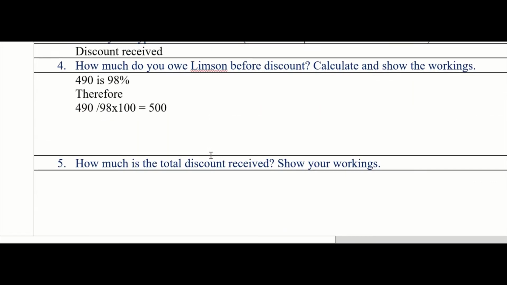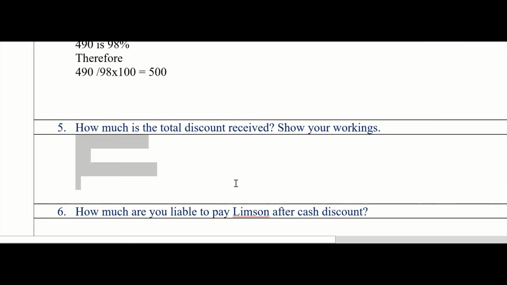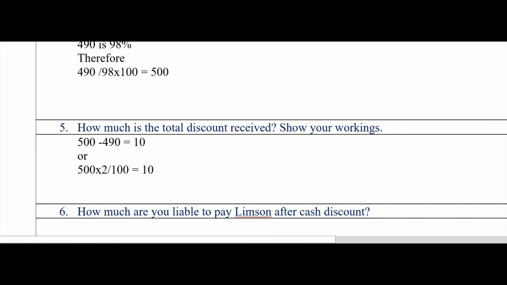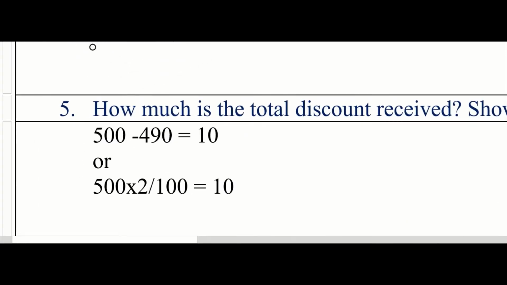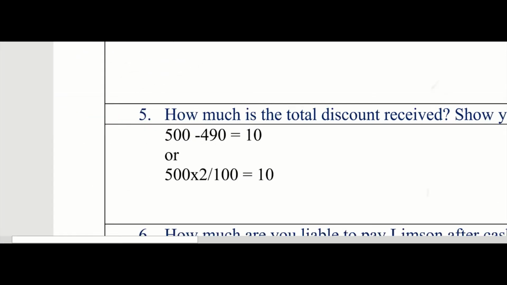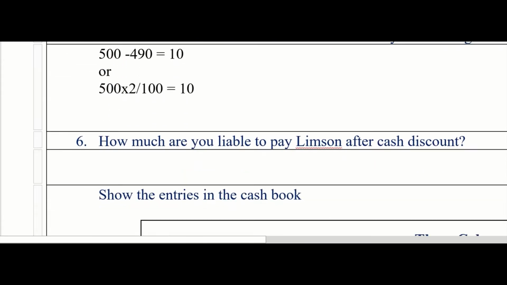How much is the total discount received? Let's do the working for this. There are two ways you can show this working. Total amount due is 500. You paid 490. Therefore, the difference can be considered as discount received figure. Or calculate 2% of 500, which should give you $10. How much are you liable to pay Limson? After the discount, you're liable to pay only $490 to Limson.